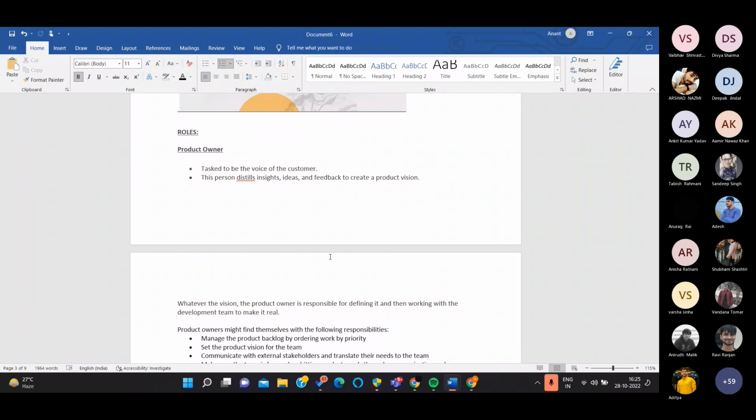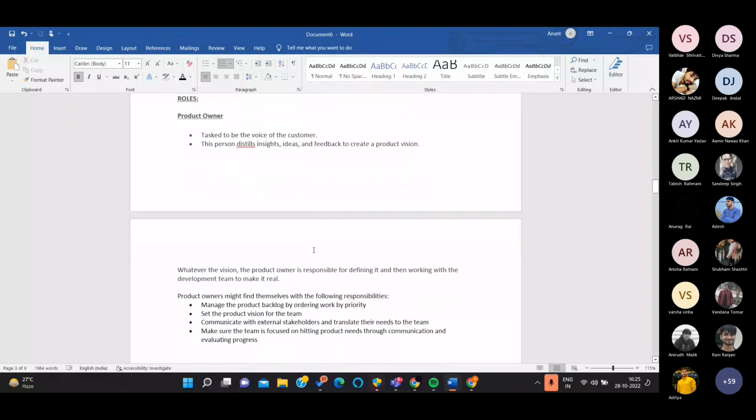So the role that we often come across is the product owner. The product owner is what we would say is the voice of the customer. The product owner distills the insights, the ideas, and the feedback to create a product vision, like how the product will really look. They would set up the backlogs.